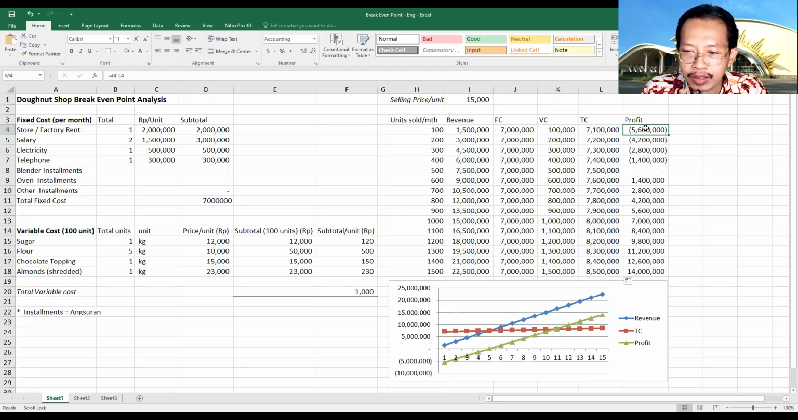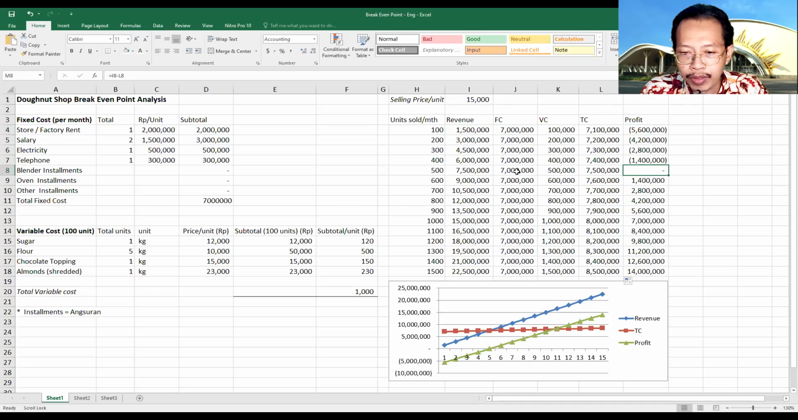And then the profit would be total cost, and then you take out the total, the revenue minus the total cost. If it's in parentheses, it means that you're still losing money. If it's without the parentheses, it means that you're getting profit already. And this is the break-even point. You do not get any profit, but you do not lose money. So that's the break-even point.